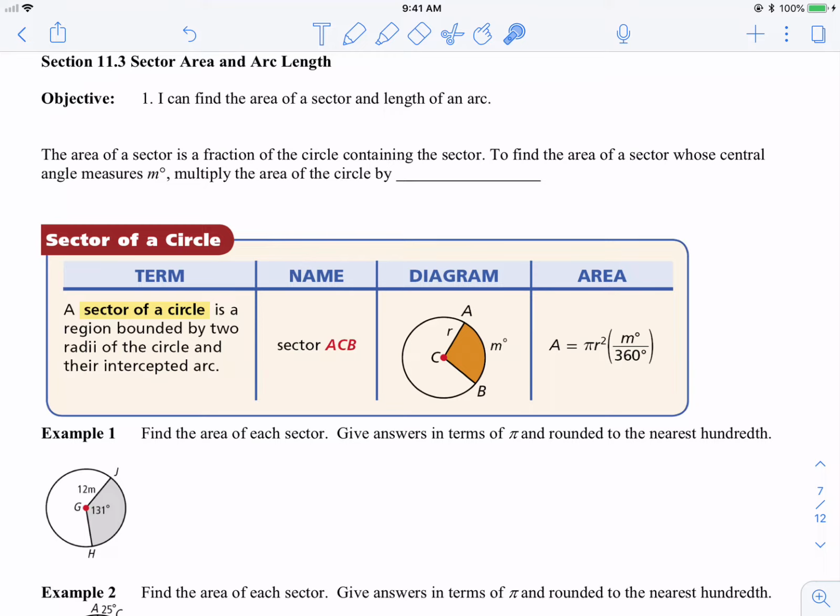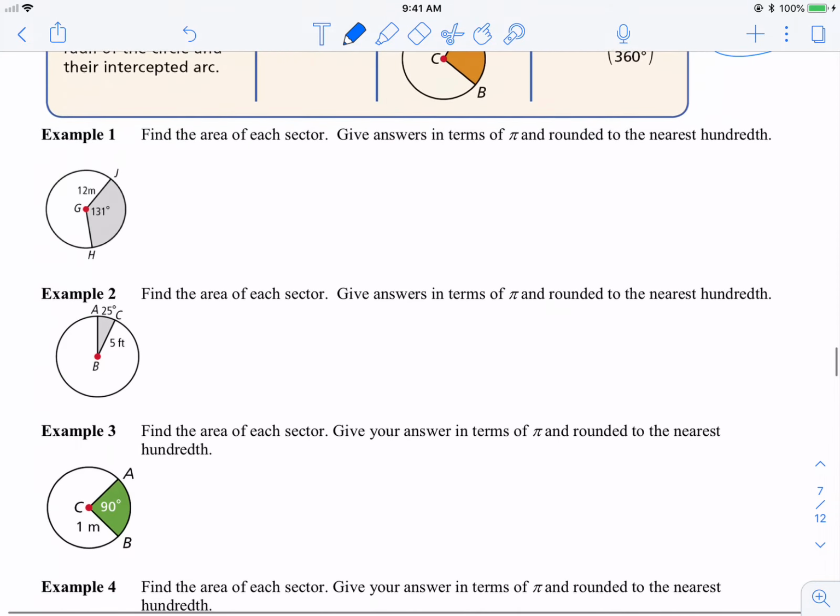So because we know that there are 360 degrees in a full circle, whatever angle we have here, whatever arc value we have out here, we're going to put that over 360 to get a full circle. So for an example, if we had a 90 degree angle right there, we know that 90 degrees is 1/4 of a full circle, 90 out of 360. So to find this area here, we could take the full circle's area and multiply it by 1/4.